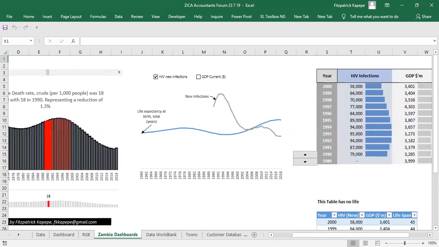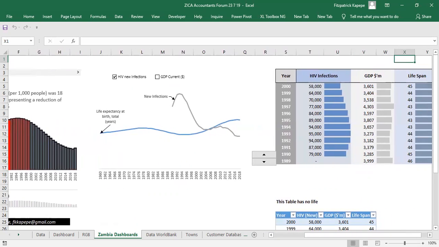So I guess World Bank started collecting data on Zambia on HIV infection in 1990. We had 79,000 new infections on an annual basis in 1990. It started reducing a bit, then it went up. During that time, we could see even the life expectancy started reducing.